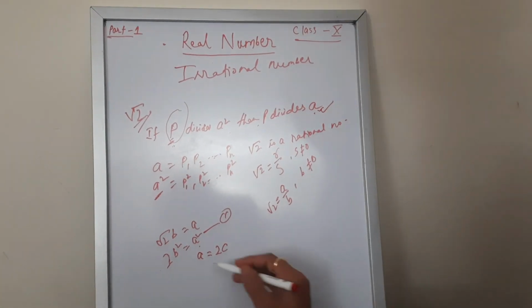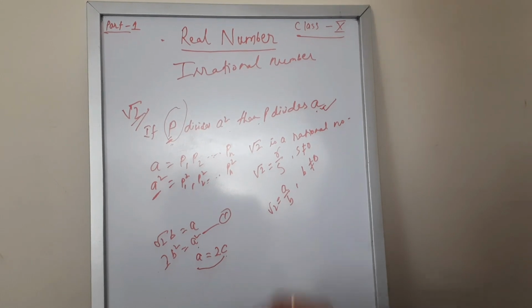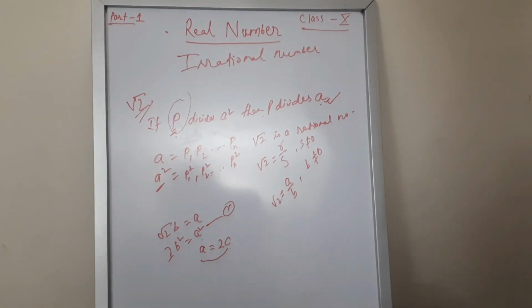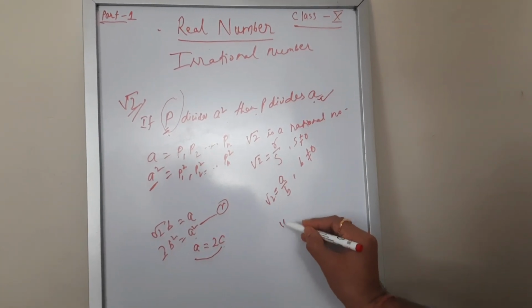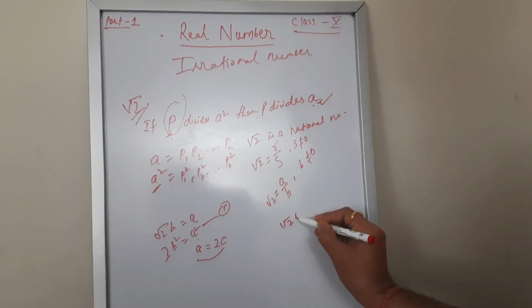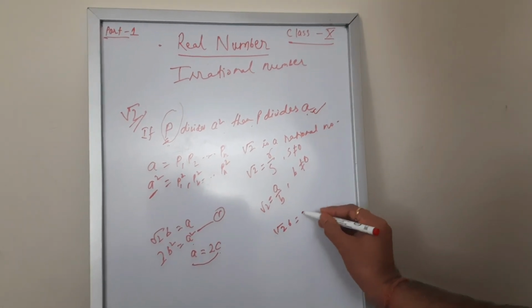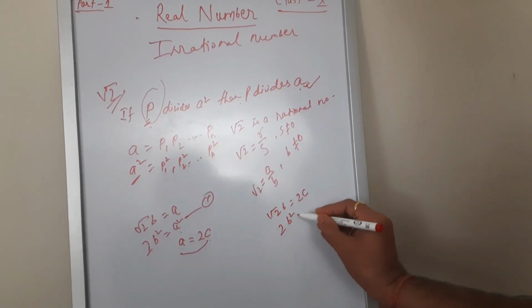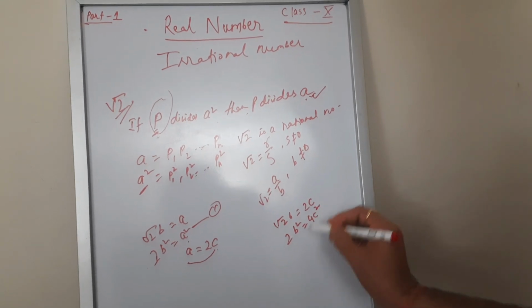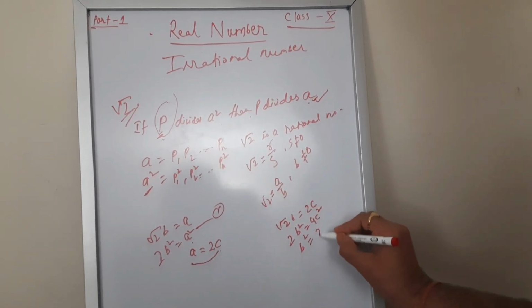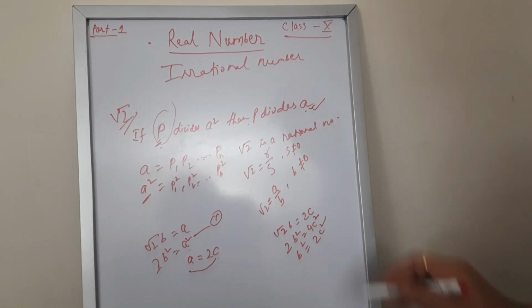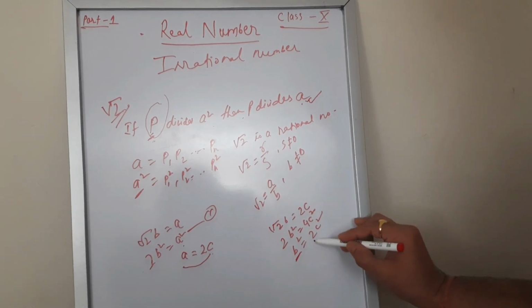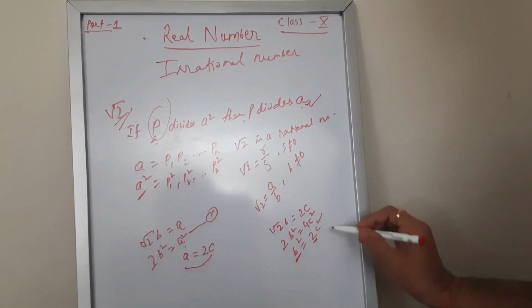So this can also be written: a is equal to 2c, this value we can use here. Okay, so let's use root 2 b is equal to 2c. Now 2b squared is equal to 4c squared, so b squared is equal to 2c squared. Here again you can see that this b square is divided by 2, which means 2 divides b square.